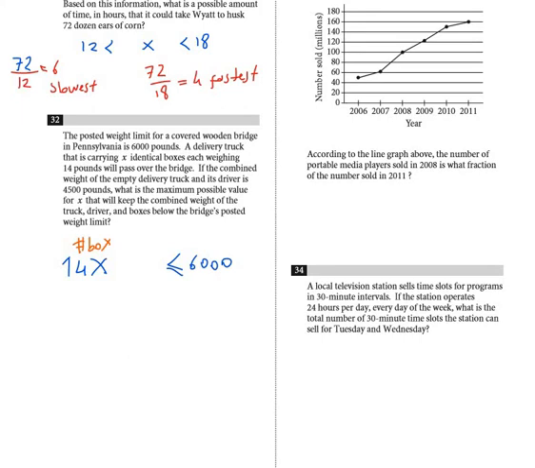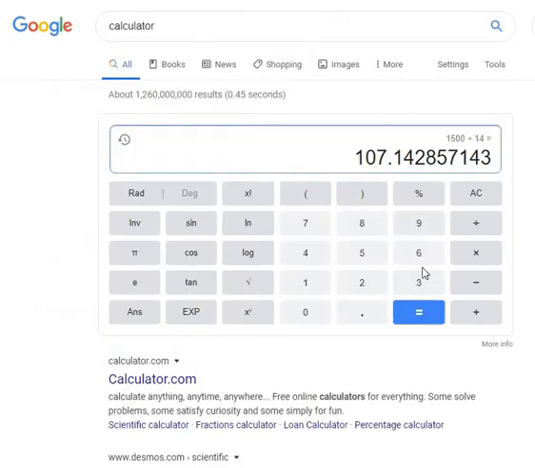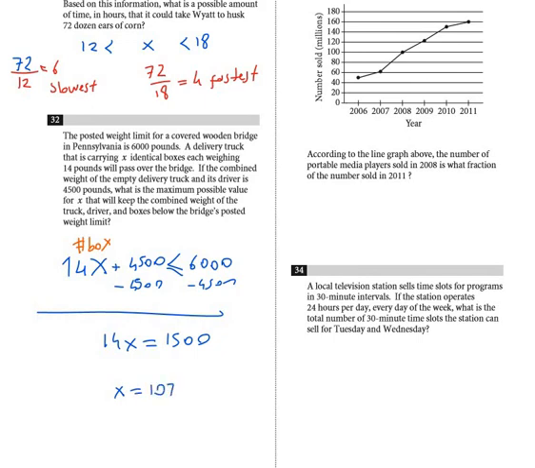We'll pass over the bridge. If the combined weight of the empty delivery truck and its driver is 4,500 pounds, what is the maximum possible value of x that will keep the combined weight of the truck, driver, and boxes below the bridge's posted weight limit? So we're going to solve for x in this inequality to see how many boxes we can carry. Okay, subtract 4,500 on both sides. So 14x is equal to 1,500. And if you use your calculator, 1,500 divided by 14 will give you 107.14. So x is equal to 107.14.